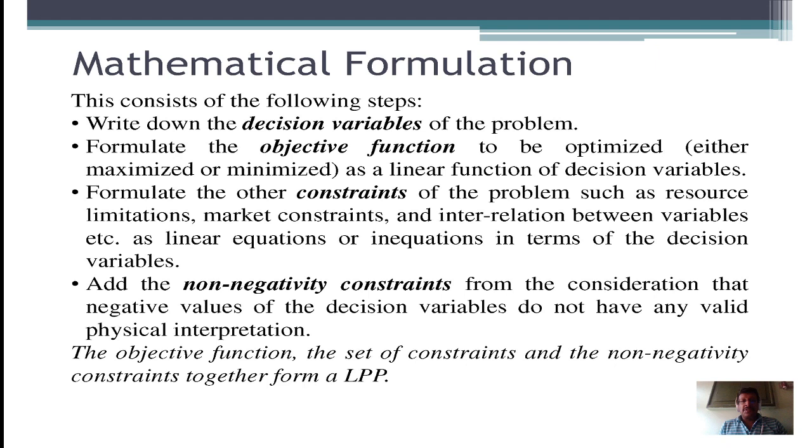The next one is the constraints. Formulate the constraints of the problem, such as resource limitations, market constraints, and interrelations between variables, as linear equations or inequations in terms of the decision variables. Finally, add the non-negative constraints, considering that negative values do not have any valid physical interpretation. So the objective function, the set of constraints, and the non-negative constraints together form an LPP. This is the mathematical formulation of an LPP.